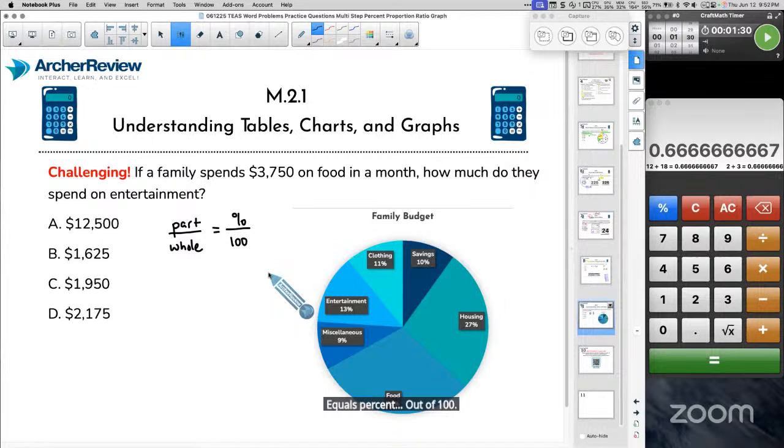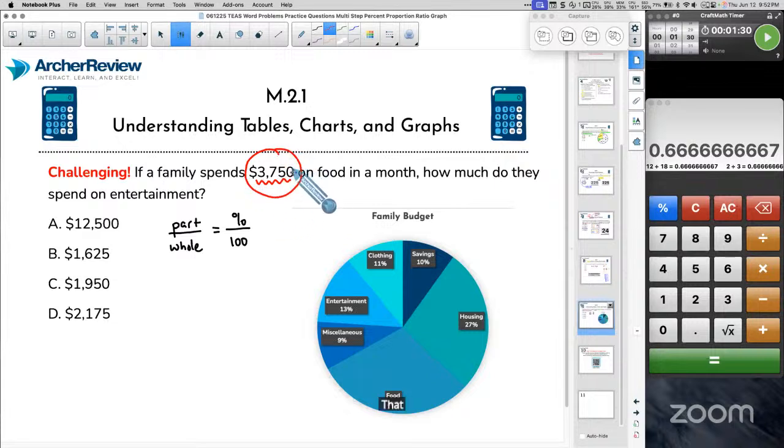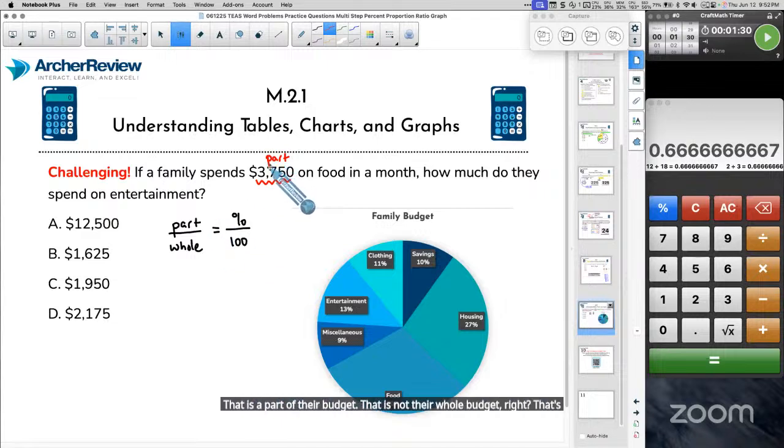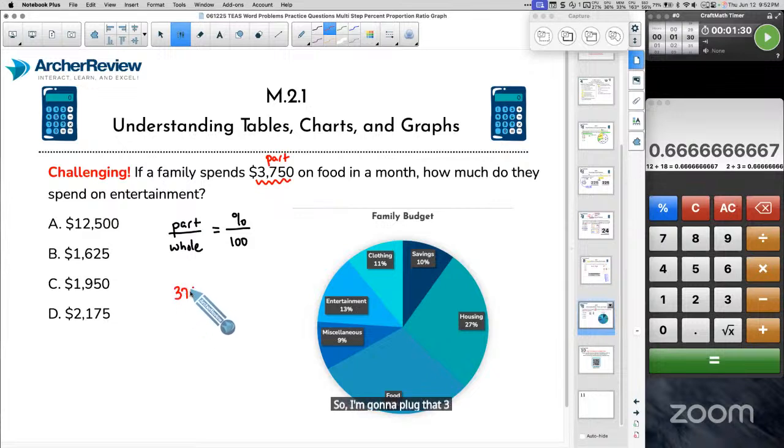And here's one way that you can do it. So what we know is that the 3,750, that's what they spend on food. That is a part of their budget. That is not their whole budget, right? That's a part, a portion. So I'm going to plug that 3,750 into the part.